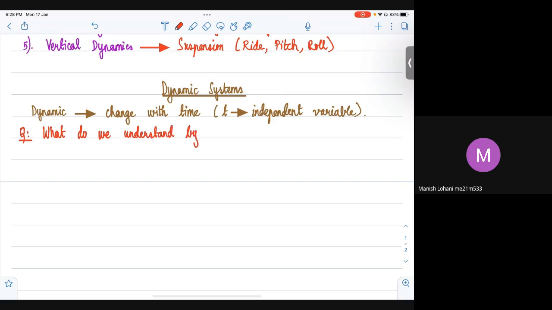In different contexts, the same word can have different meanings, right? So what is your understanding, or what strikes you first when you listen to the word system? The combination of certain components which will give me a desired output. Okay, combination of certain components to give a design. Okay, fine. Any other definitions?